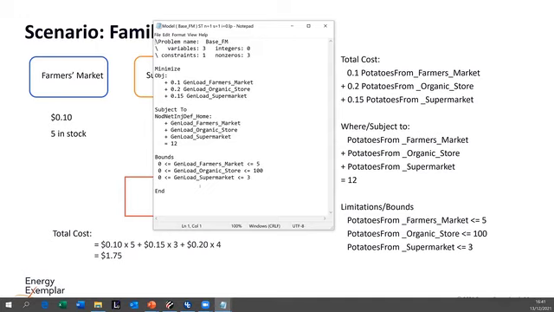And then finally, our limitations, so our stock limitations. There is, of course, a difference as well. And you might have spotted that over here, rather than having potatoes from, we've got gen load. Gen load stands for generator load, which is another way of saying the generation produced from, which in this case is potatoes. So potatoes produced from, which we could shorten down even further to simply potatoes from.